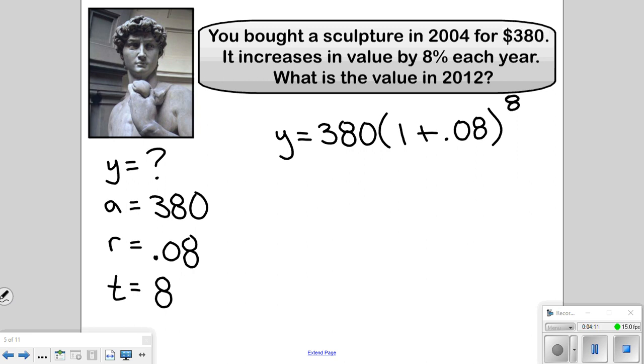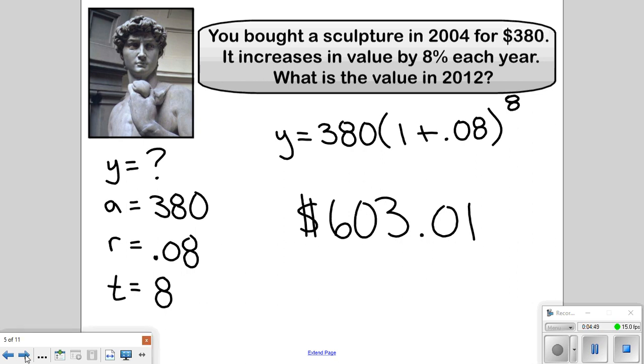At this point, all I have to do is type this equation in on my calculator and I will get my answer. So I'm going to do that really quickly here. I say 380, 1 plus 0.08 raised to the 6th power. And I get that this painting is worth $603.01. Students always ask me, how do I know what to round to on these problems? In this situation, we are dealing in money, so I would round to the nearest penny.